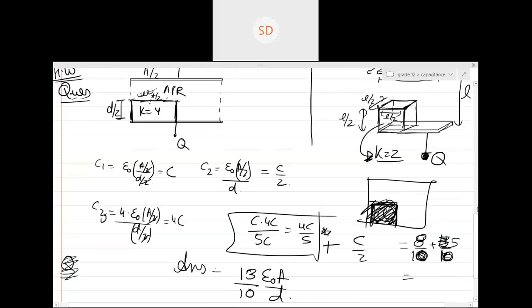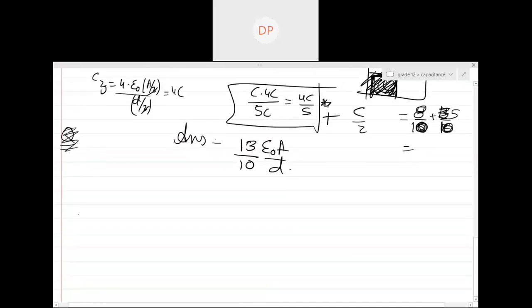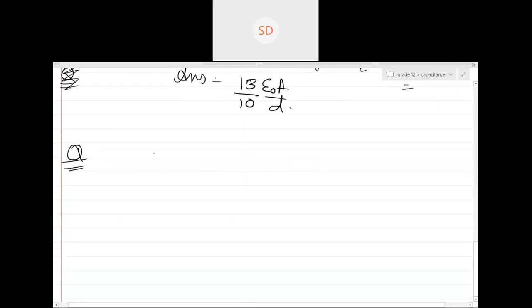So guys, did you understand how to do these types of composite slab problems? Yes, sir. Now I am giving you some miscellaneous problems in which all the concepts will be mixed. Suppose I have a battery.